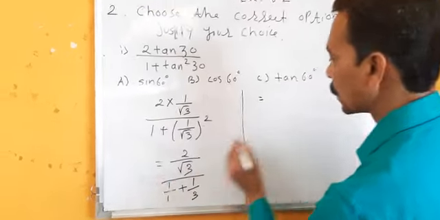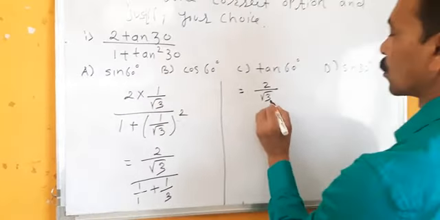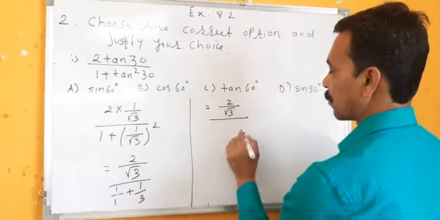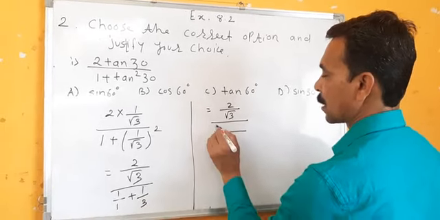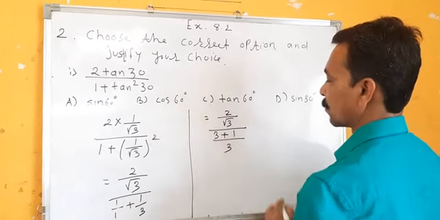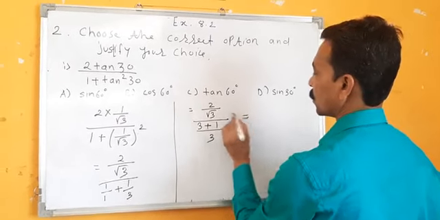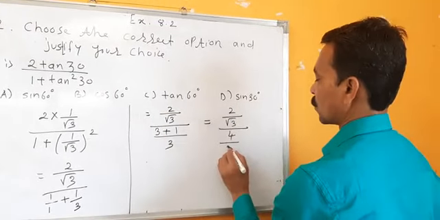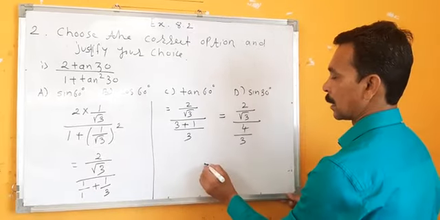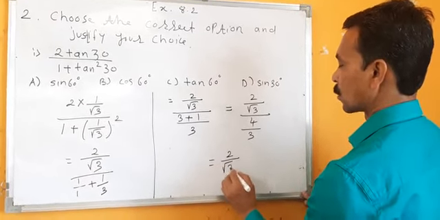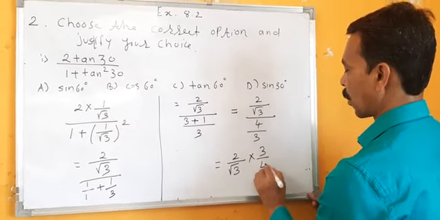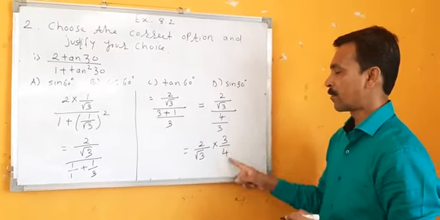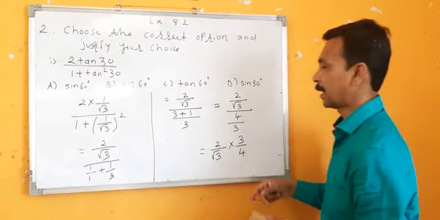2 upon root 3 upon, take the LCM of 1 by 1 plus 1 by 3. What is the LCM? 3. Cross multiplication, 3 ones are 3 plus 1 ones are 1, is equal to 2 by root 3 upon 3 plus 1, 4 by 3, is equal to 2 upon root 3 into 3 upon 4, because this is division. If we convert division to multiplication, we have to take the reciprocal.